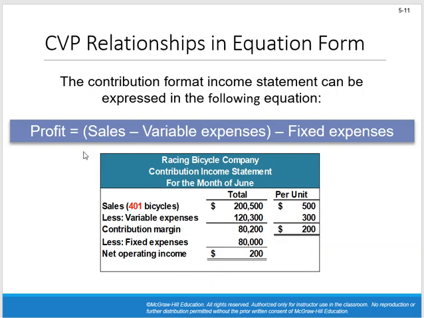So here they give us an equation to express what we've just learned. Profit equals sales minus variable, that's contribution margin, right? Minus fixed expenses. Now you probably never really thought of that as an equation before, but that's the income statement. Sales less variable expenses is our contribution margin, less fixed expenses equals our net operating income, our profit. So we probably already knew that. We just didn't think of it as an equation. That's just how the income statement works.